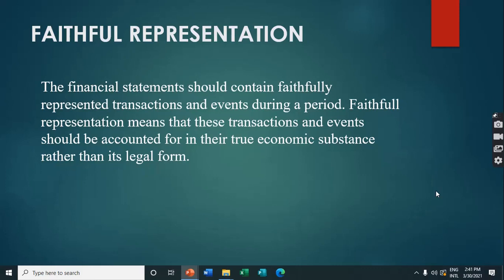So when we say completeness, meaning lahat ng transaction na record ng maayos. Ayan. Pag completeness na sinabi natin, lahat ng transaction ay ire-record mo or na-i-record ng maayos. So that is your faithful representation. Kailangan may completeness, neutral, and free from bias.